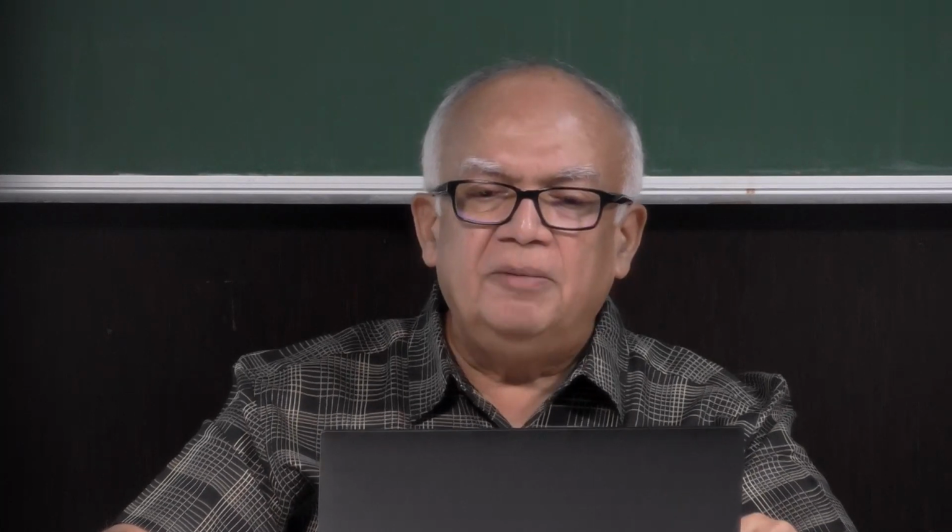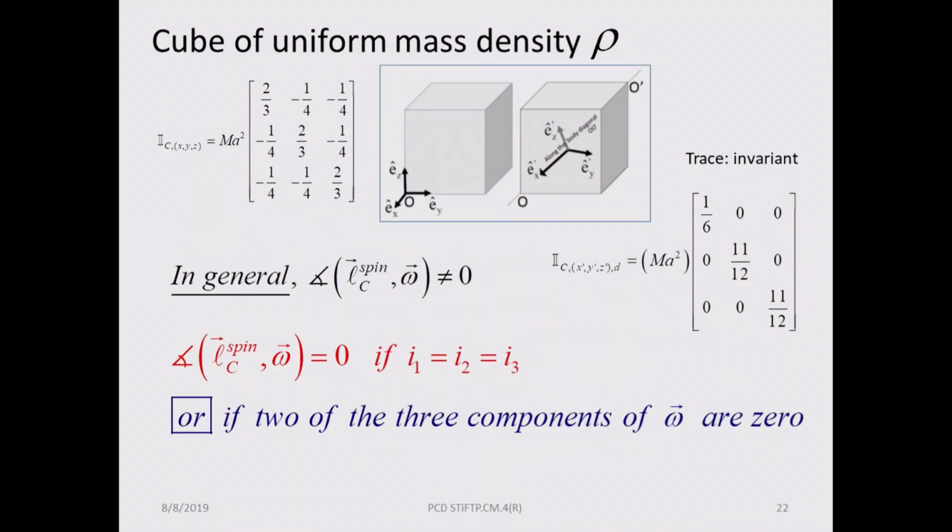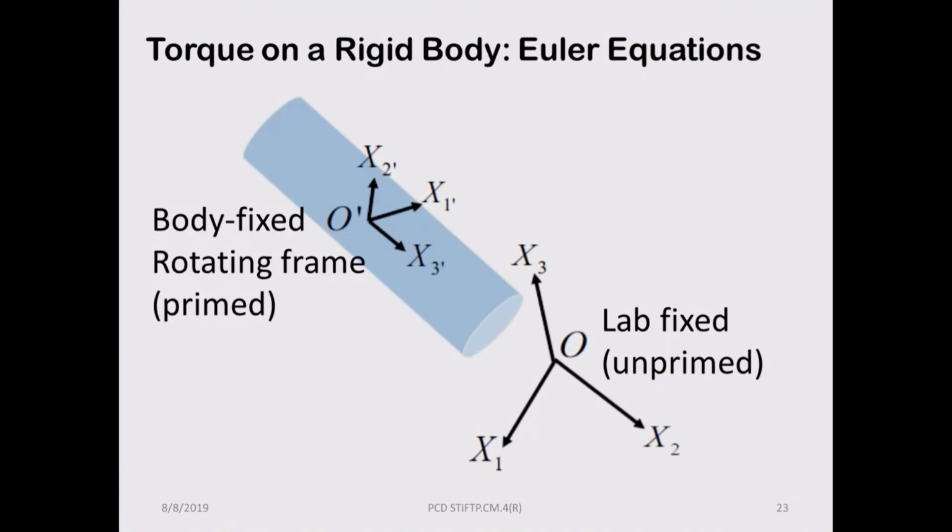So those are the three principal axes of this cube, and in general you will not have the angular momentum to be collinear with the angular velocity. But if the cube is rotated about one of the principal axes, okay, then the other two components of the angular velocity will be 0, and if you rotate the cube along this principal axis, then you will have angular momentum to be parallel with the angular velocity.